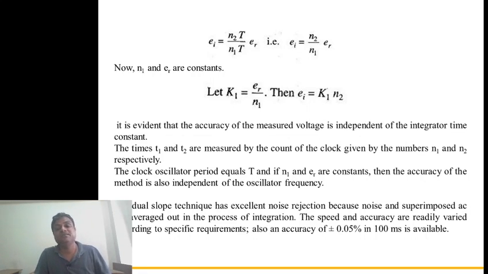It has excellent noise suppression or noise rejection, and the speed and accuracy can be readily varied according to the specific requirement. An accuracy of 0.05% in 100 milliseconds is available. So that is all about the dual slope type digital voltmeter.